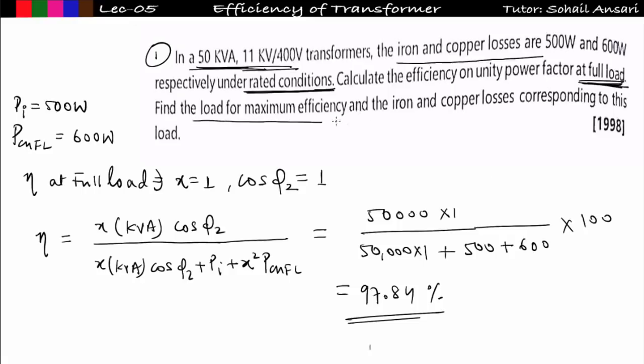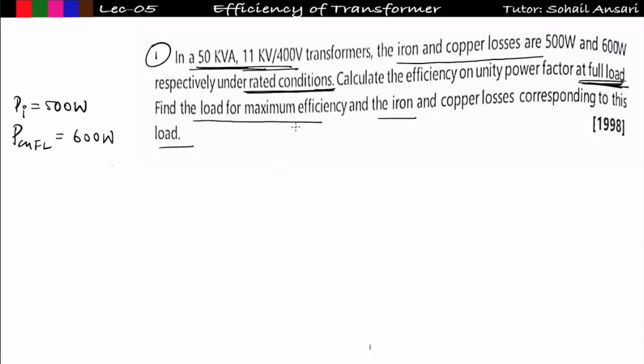Find the load for maximum efficiency and the iron and copper losses corresponding to this load. Now I have to find the load for maximum efficiency, meaning the fraction of load at which we will get maximum efficiency. So in the second case, find the load for maximum efficiency. First we have to find the fraction of load.